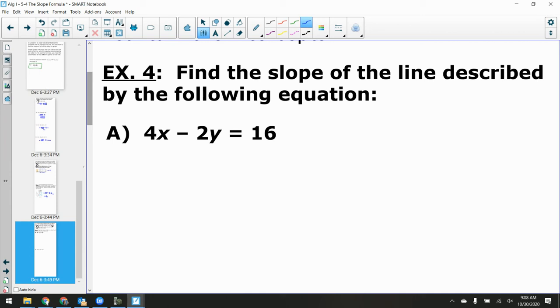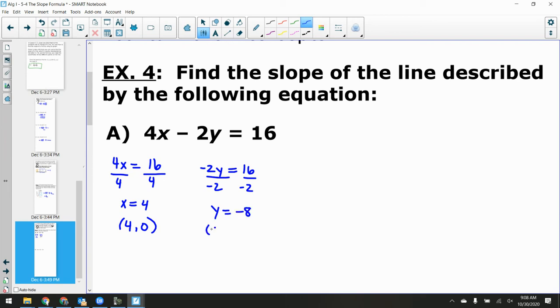Let's find the 2 coordinates. So that gives me 4x equals 16. So x is 4, comma 0. This gives me negative 2y is 16. Divided by negative 2, y is negative 8. 0, comma negative 8.